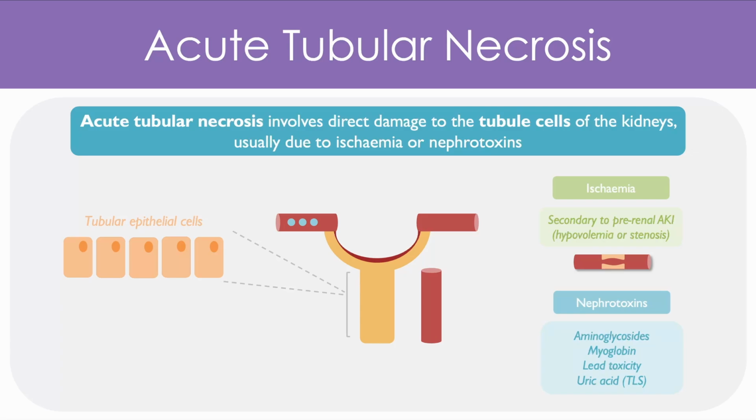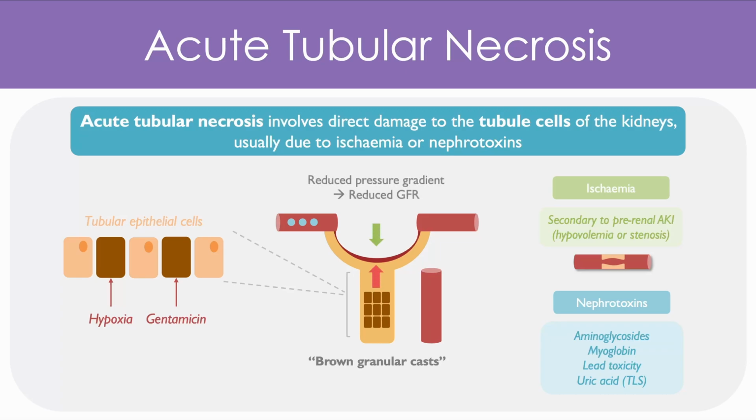In other cases, there may be involvement of nephrotoxins, such as aminoglycoside medications, myoglobin, or uric acid, which damage the epithelial cells over time. Regardless of the cause, the hypoxia, or the involvement of nephrotoxins, will result in the death of tubular epithelial cells, and these necrotic cells end up building up in the tubules, resulting in brown granular cast formation. These casts build up over time and oppose the blood pressure of the glomerulus, thereby reducing the pressure gradient and the GFR.